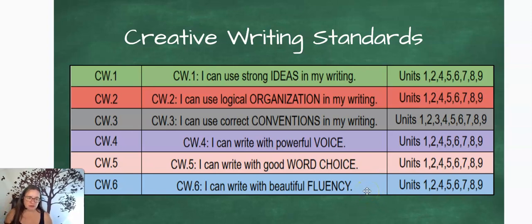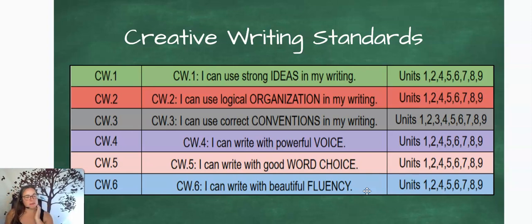And then finally, can you write with beautiful fluency? And fluency is how the music or how the writing sounds. Like, does it sound like music? Does it flow smoothly? So those 6 things are what we're going to be looking at in their writing. And we're going to be looking at this for every single writing assignment turned in this class.